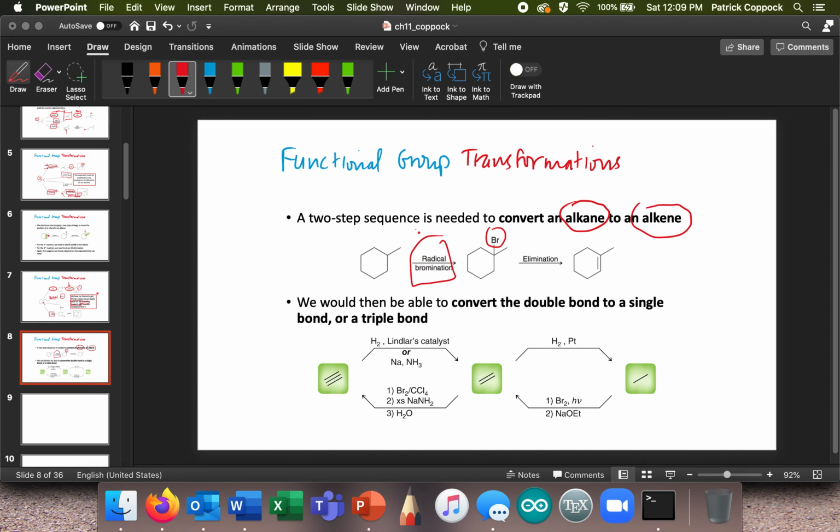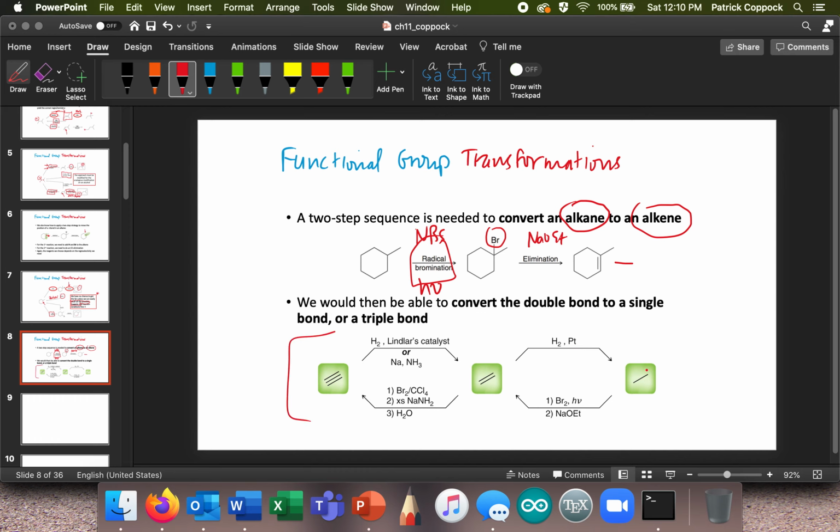So we can go from an alkane to an alkene by radical bromination, right? Remember that? That was with NBS and H nu. And then just simply eliminate. This gives us a Zaitsev product, so we would want to use a small strong base like sodium methoxide there.